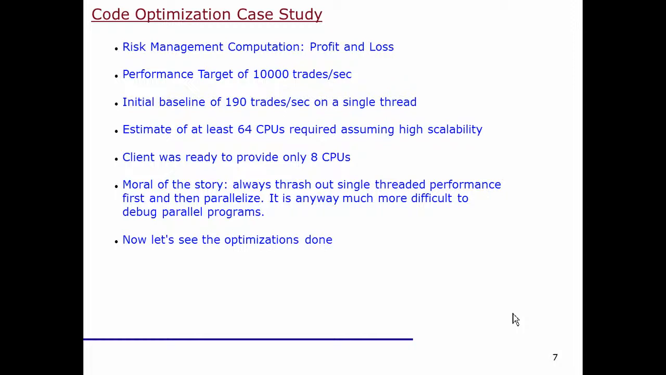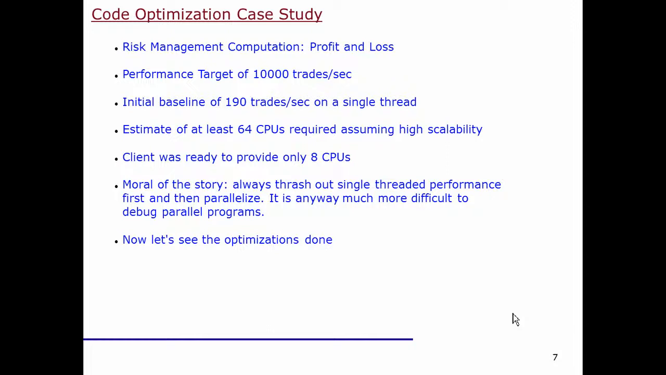Right, this deals with the risk management computation, where we are just showing you one subset of the entire work, where the target was 10,000 trades per second. The initial baseline that was created in C code was 190 trades per second on a single thread, and it was thought that, well, why don't we go for a 64 CPU machine so that we can scale from 190 trades per second to 10,000 trades per second.